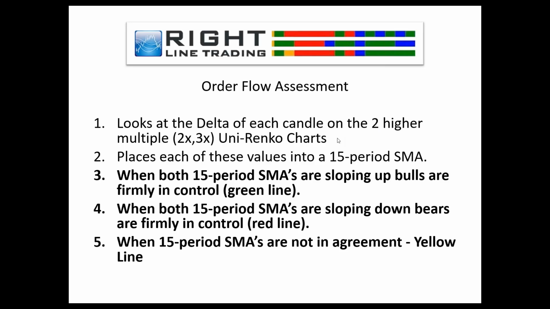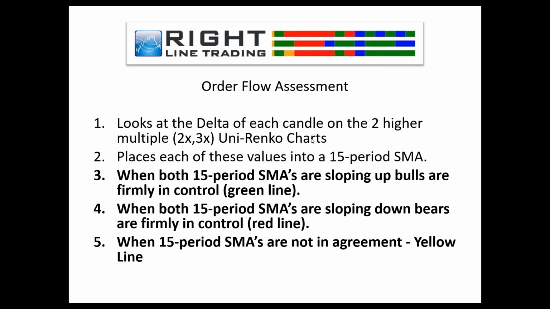If you're trading a 2-minute, it looks at a 6-minute and an 18-minute. If you're trading a 5 range, it looks at an 8 range and a 13 range. If you're trading a 2-unit Renko, it looks at a 4-unit Renko and a 6-unit Renko. And it looks at the delta values of the candles of those higher time frames. Now, they don't have as much predictive power as you would want either. So we put them into a 15-period simple moving average. Because we smooth the derivation over 15 average market deltas, we in essence throw out the outliers.